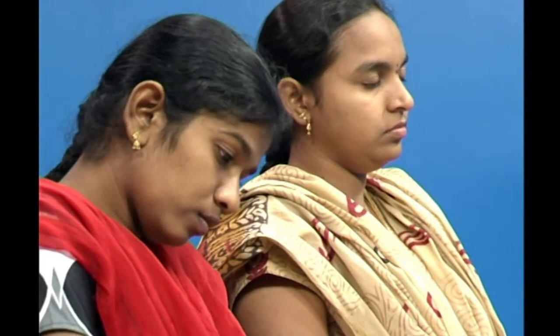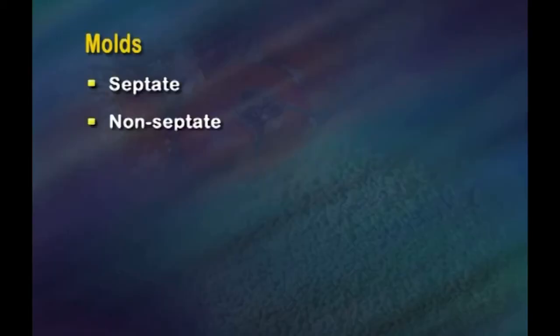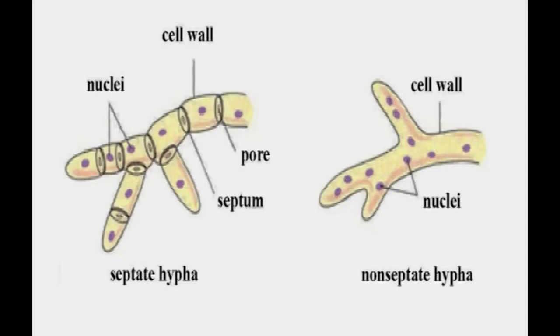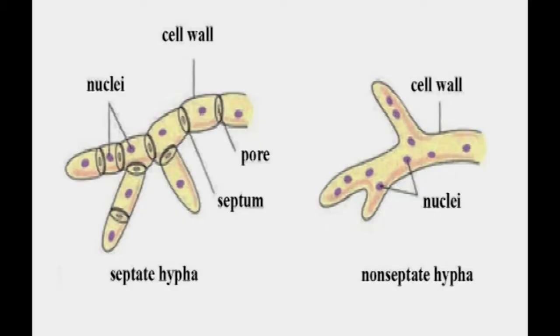Molds are divided into two groups basically. One is septate, the other one is non-septate. The first one, septate, is with cross walls dividing the hyphae into cells, and the second one, non-septate, is molds with the hyphae apparently consisting of cylinders without cross walls. The non-septate hyphae have nuclei scattered throughout their length and are considered multicellular.